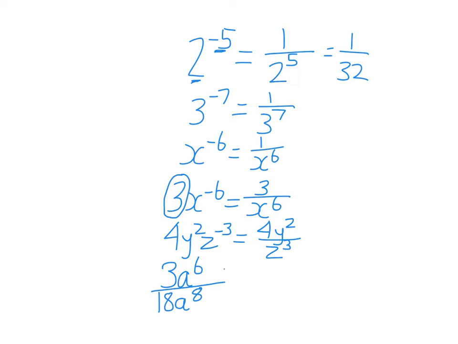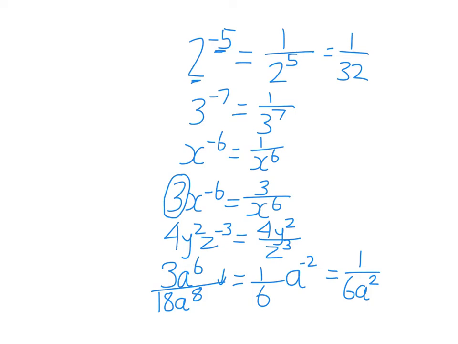So I know that this line here means divide. So 3 over 18 simplifies to 1 over 6. A to the power of 6 divided by a to the power of 8: keep the same base, subtract the power. 6 minus 8 is negative 2. So if I want to write this with a positive power, what I do is move it to the bottom of the fraction and make the power positive. That's all you need to do.